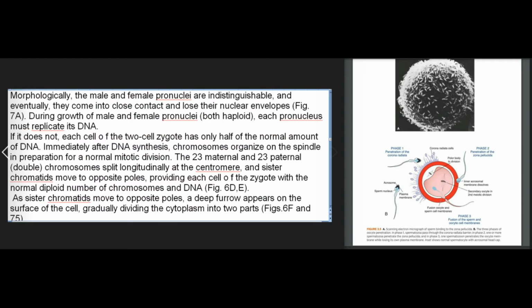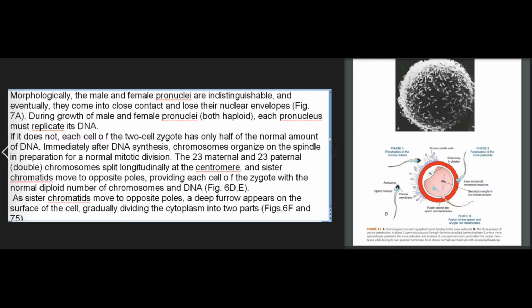Morphologically, the male and female pronuclei are indistinguishable, and eventually, they come into close contact and lose their nuclear envelopes, Fig. 7a. During growth of male and female pronuclei, both haploid, each pronucleus must replicate its DNA. If it does not, each cell of the two-cell zygote has only half of the normal amount of DNA. Immediately after DNA synthesis, chromosomes organize on the spindle in preparation for a normal mitotic division. The 23 maternal and 23 paternal, double, chromosomes split longitudinally at the centromere, and sister chromatids move to opposite poles, providing each cell of the zygote with the normal diploid number of chromosomes and DNA, Fig. 6de.